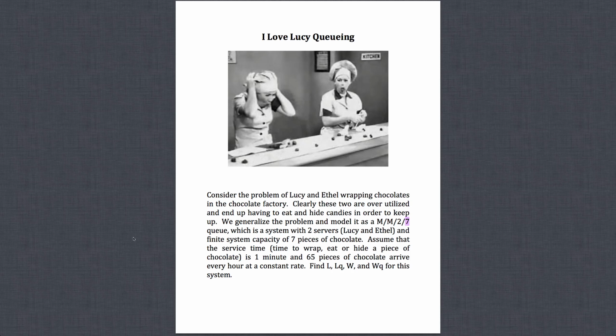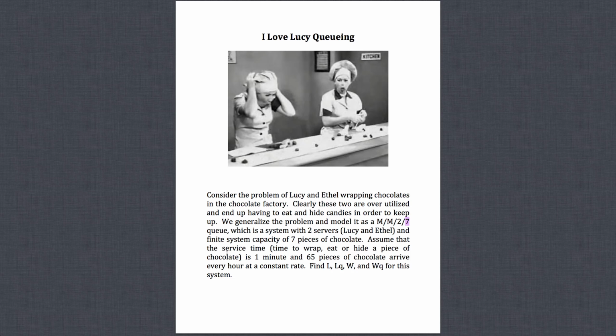And so we're gonna take this problem and generalize it. So we're not gonna take the overutilization problem, but we're gonna generalize it and model it as an M/M/2/7 queue. So that's two servers where we have Lucy and Ethel, these two here, and a finite system capacity of 7 pieces of chocolate. So we can only have 7 pieces of chocolate either waiting or currently being processed.